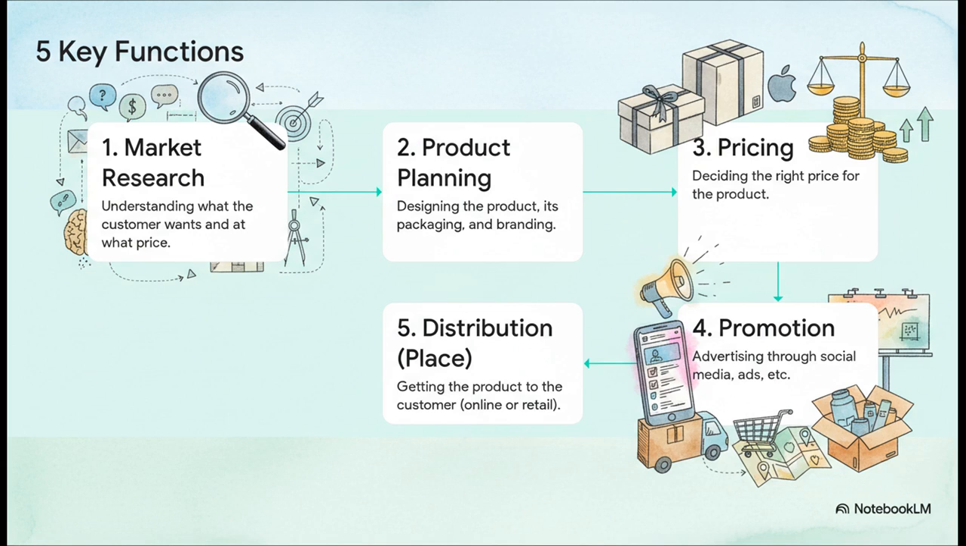Then there's number 4, promotion. This is how you tell the world about your product. Think Instagram ads, TV commercials, all that stuff. And finally, number 5 is distribution, which is also called place. This is just about how you get the product into your customers' hands. Is it online? Is it in a retail store?